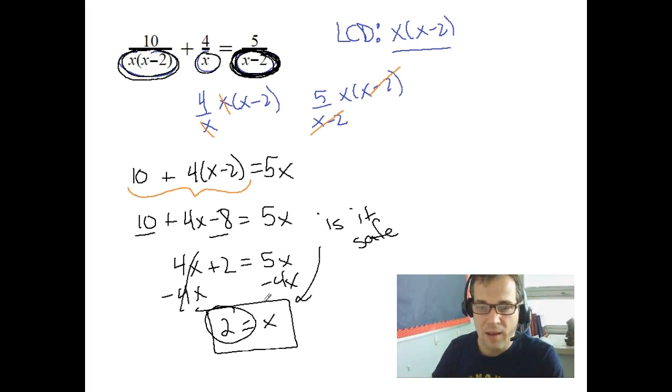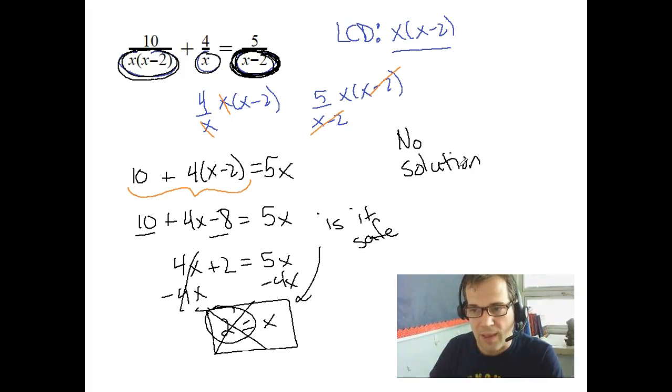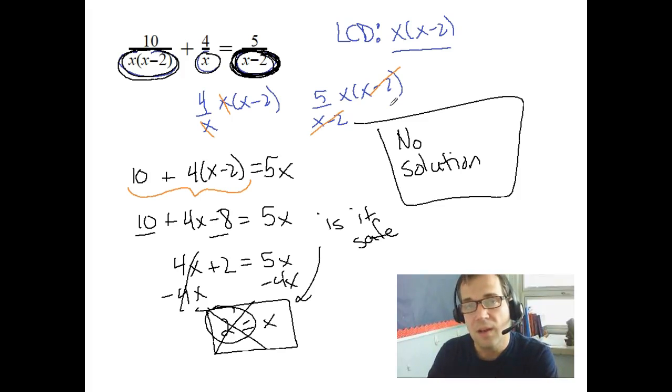That can't happen. So since all my work is correct, and the one answer I got I can't use, I actually have to say, I have to write this down. I have to say no solution. Can't do it. You don't leave it blank because I'm going to think you didn't know what to do. You answer no solution in that situation.